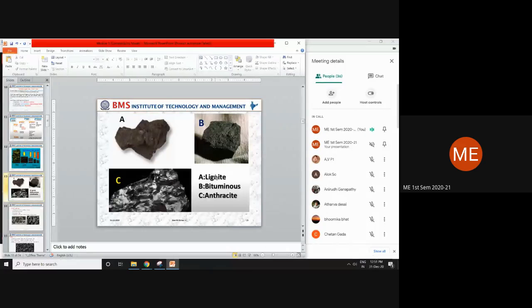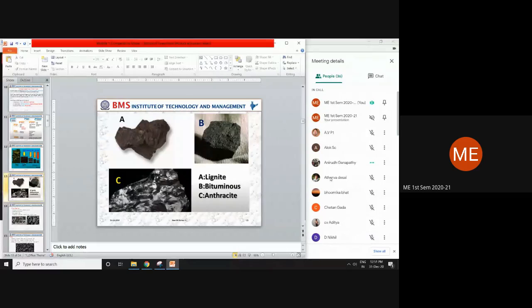Lignite, which color will it be? Brown. Brown in color, porous in nature, and lower calorific value, that means lower heating value. Bituminous has a little bit of shining, somewhat black in color, and then you can find a non-porous structure.